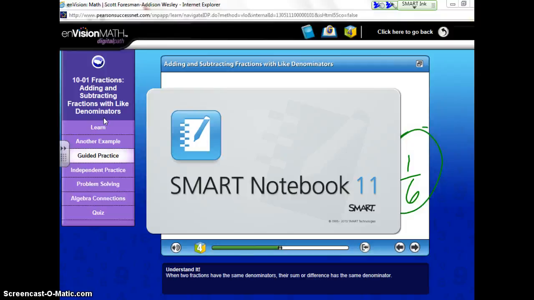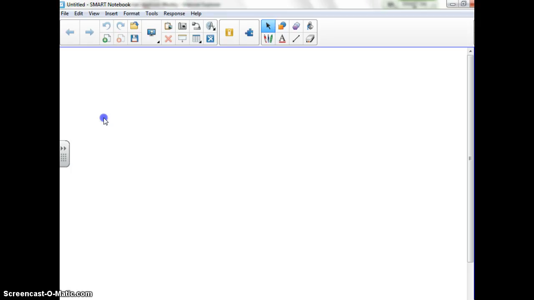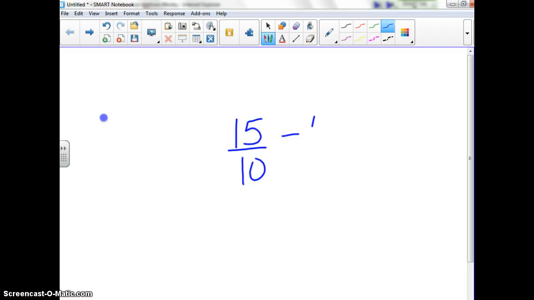My first problem is a subtraction problem, and it goes like this. Now you can write this out, or if you feel like you can do it in your head, just write down the answer on your iPad. I need to give everybody a little time.